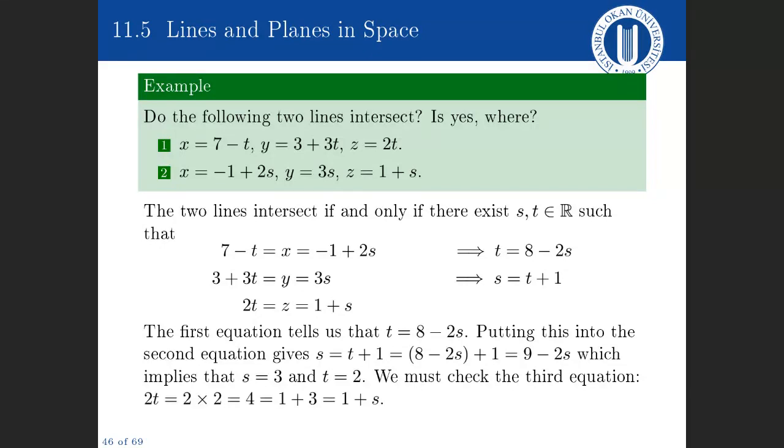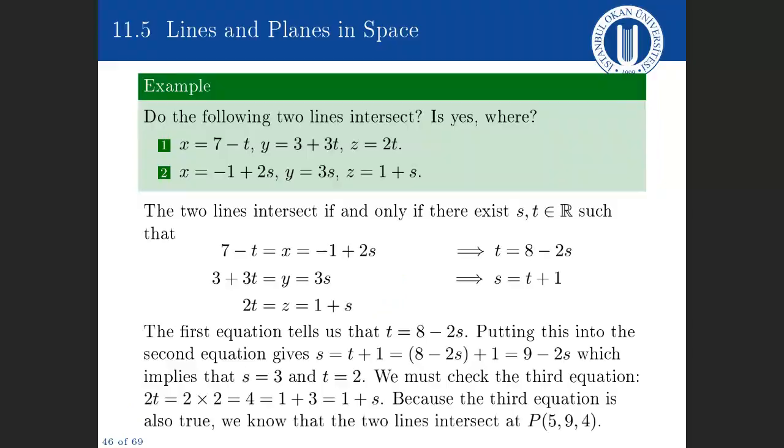If we use s is 3 and t is equal to 2, from the third equation, 2t is the same as 2 times 2 or 4. That's the same as 1 plus 3 or 1 plus s. So yes, the third line is also true if we use s is 3 and t is equal to 2. That tells us that the two lines intersect when s is 3, when t is equal to 2. In other words, they intersect at the point 5, 9, 4.